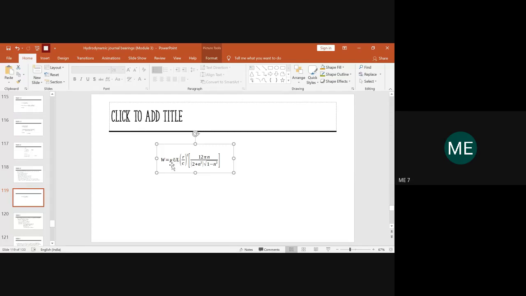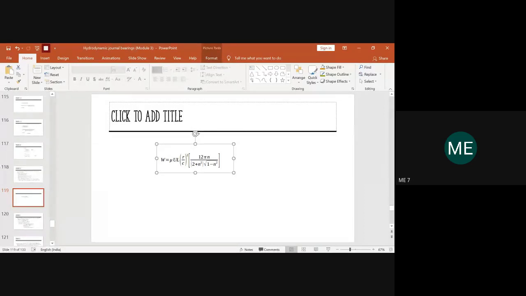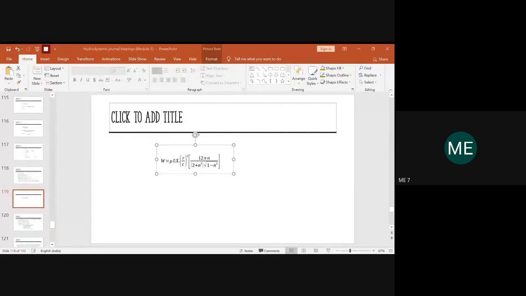So we have mu U L into (R by C) whole square, 12 pi n by (2 plus n square) into root of (1 minus n square). You know the value for all, but in this equation we have the radial clearance value C suffix R. It is not the diametrical clearance value. So you need to make a small change in the equation. Can anyone suggest what the diametrical clearance value is? What letter is it represented by?